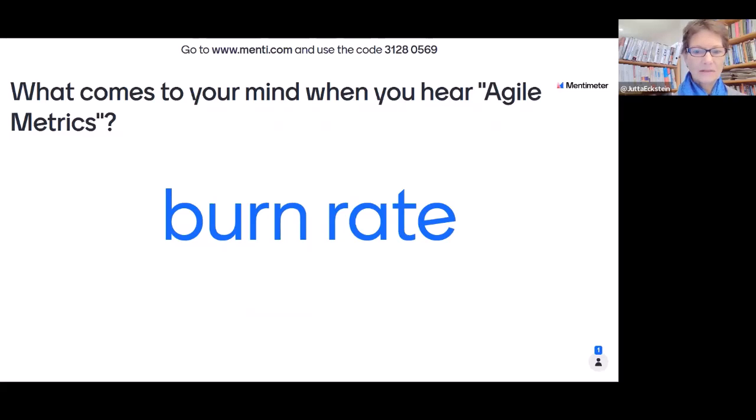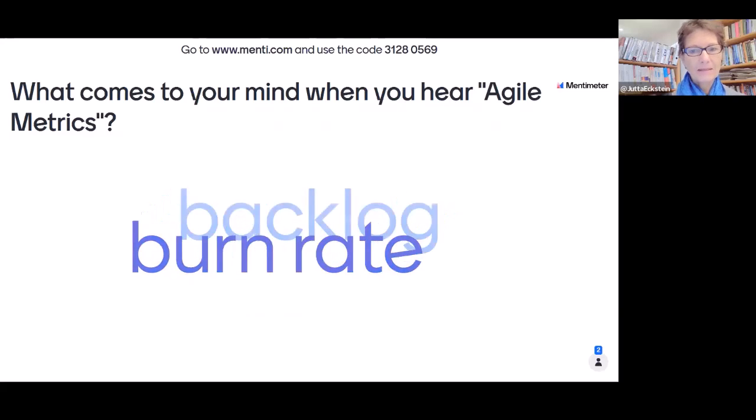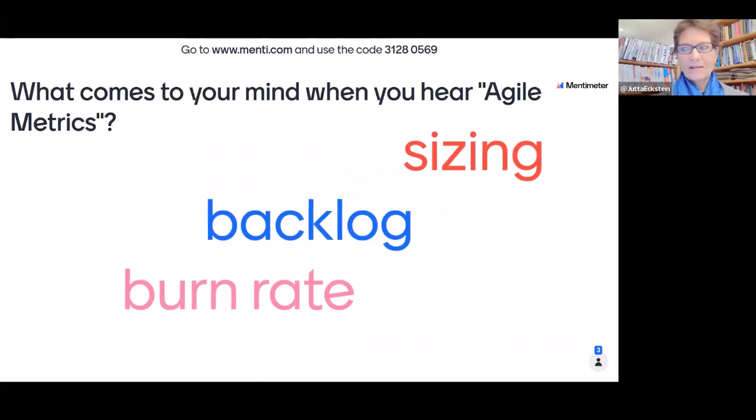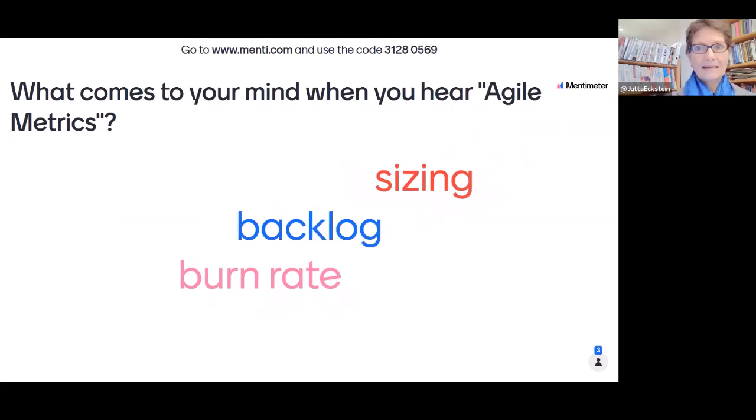Here we have just one person who shared, but maybe there are more who have an idea about that. Well, the backlog is something we can take a look at for sure. What else? If you hear Agile metrics, what do you think? Sizing. Sometimes people say even right sizing, whatever right means. But definitely, which probably is related to backlog, burn rate, the sizing.